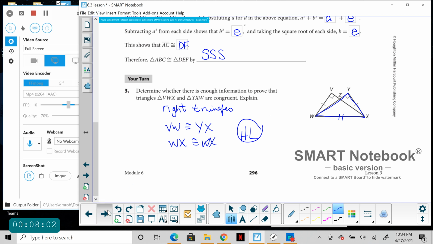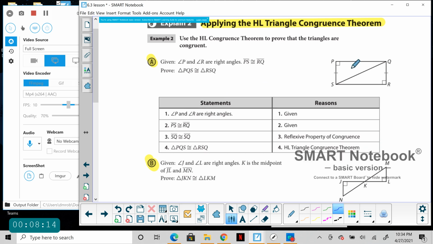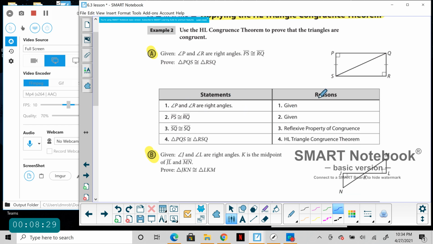All right, so next, we want to apply the hypotenuse leg triangle congruence theorem in a proof. Here we're given that angle P and angle R are right angles, and PS is congruent to RQ, and we want to prove the triangles are congruent. In our proof, the first two statements are the given statements, and then we can say that SQ is congruent to SQ by the reflexive property, and so our triangles PQS and RSQ are congruent by the hypotenuse leg triangle congruence theorem.